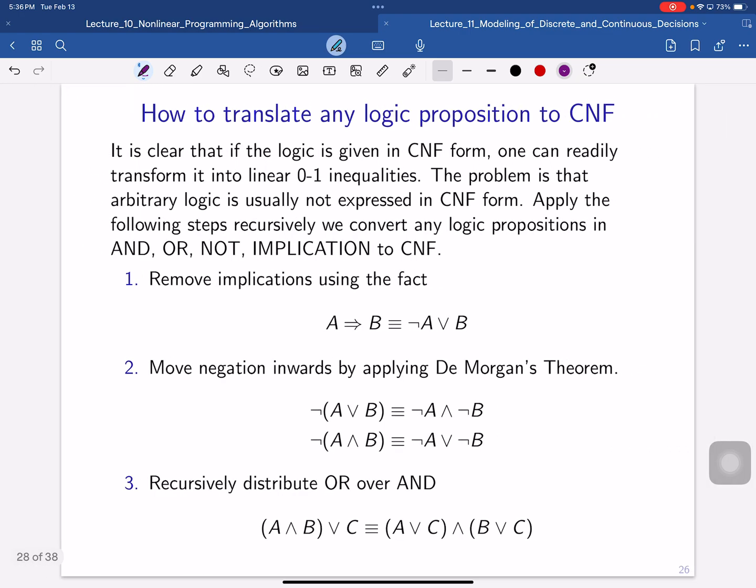Yeah, so we've already covered how to translate a CNF into constraints. The next thing we should cover is how to translate any logic proposition into a CNF, because once you translate the logic proposition into a CNF, then it's easy. Okay, so now we have a recipe for translating any logic proposition into a CNF.